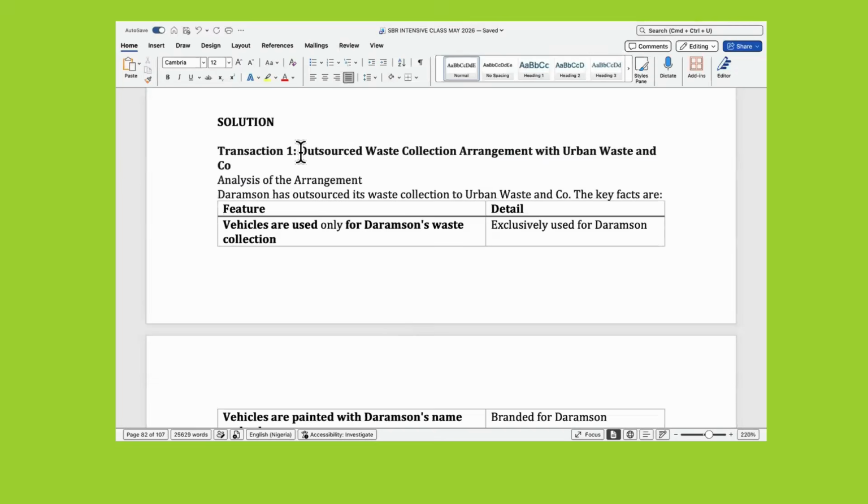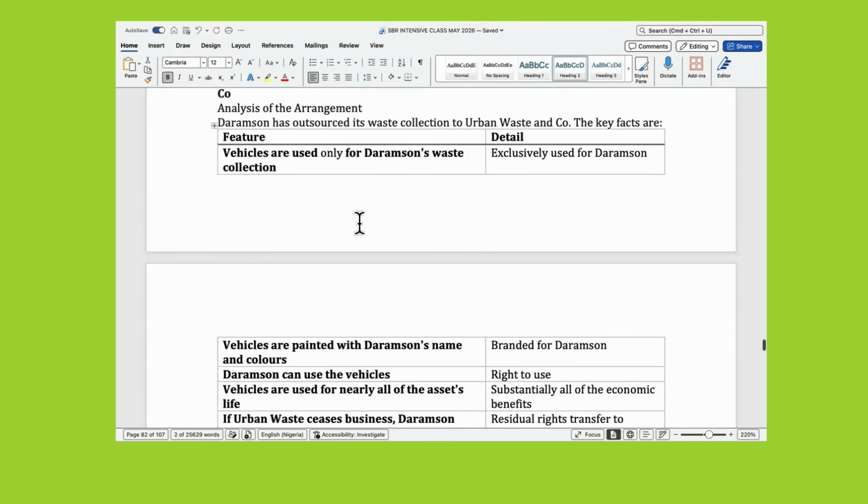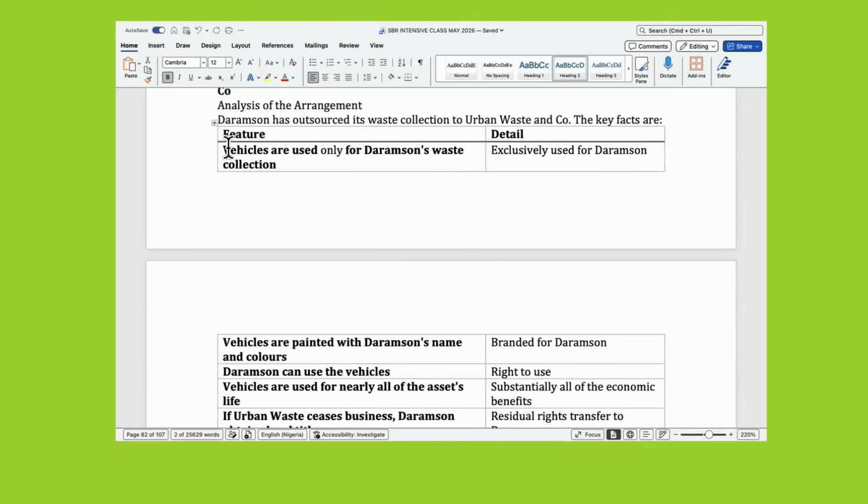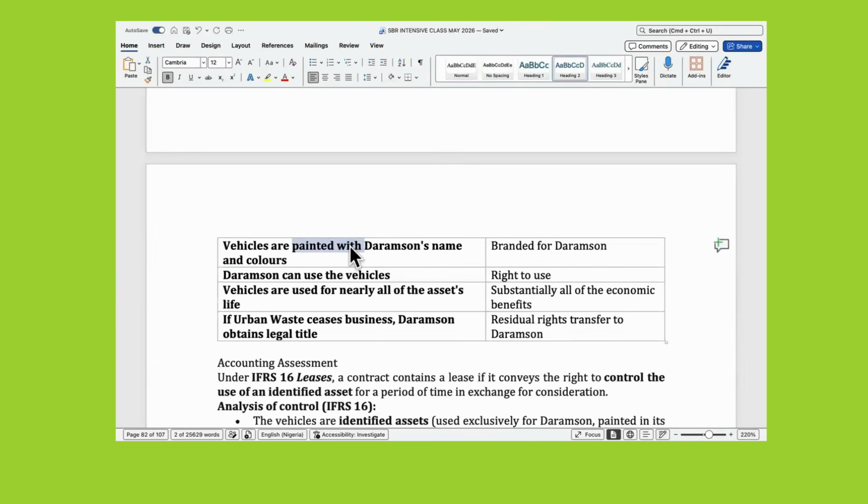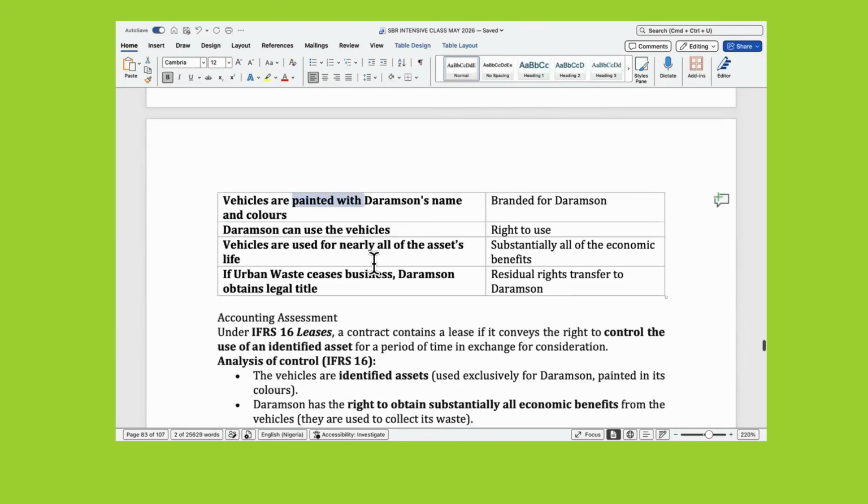Analyzing transaction one, where we outsourced our waste collection arrangement with Urban Waste and Co. They told us that the vehicles are used for Daramola's waste collection only, so they are used exclusively for Daramola. They are painted in Daramola's name, so they are branded for Daramola, and Daramola can use the vehicle, so he has the right to use. Vehicles are used nearly for all the life of the asset, so he obtains substantially all the economic benefits, and he can also buy the asset if he wishes to, meaning they can transfer the legal right of the asset to Daramola.